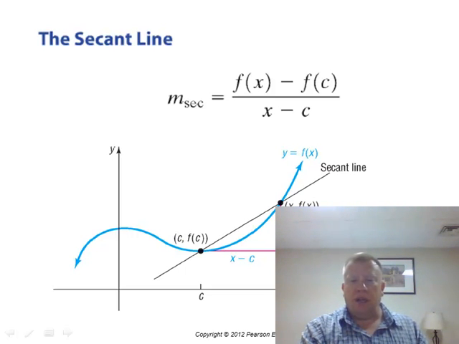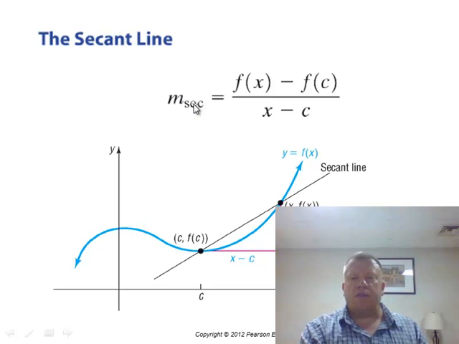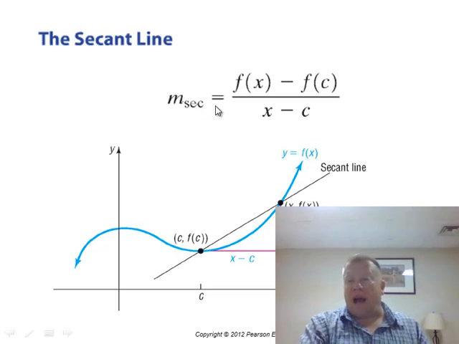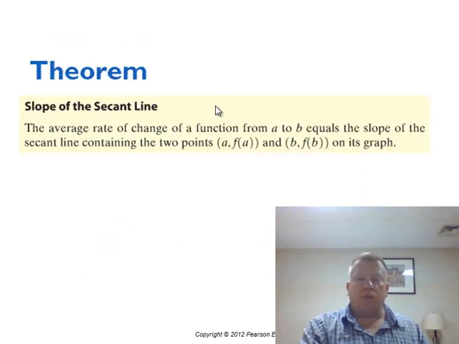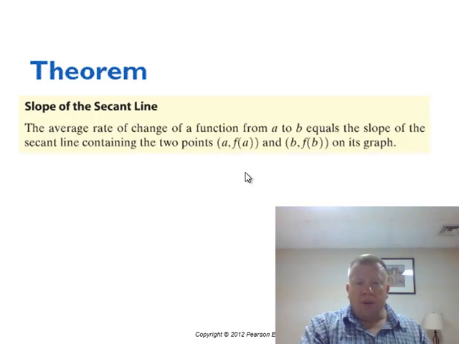Well, it's going to be your average rate of change of the function between those 2 points, your delta y over delta x. So you see m sub secant, that means the slope of the secant line, the average rate of change of the function between those 2 points. So that's what we're saying in the yellow box here: the average rate of change of the function over that interval from a to b is going to be the slope of the secant line going through those 2 points, (a, f of a) and (b, f of b) on the graph.